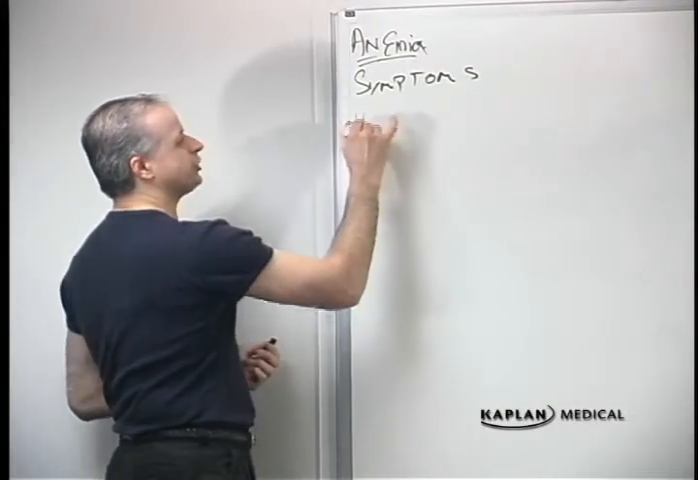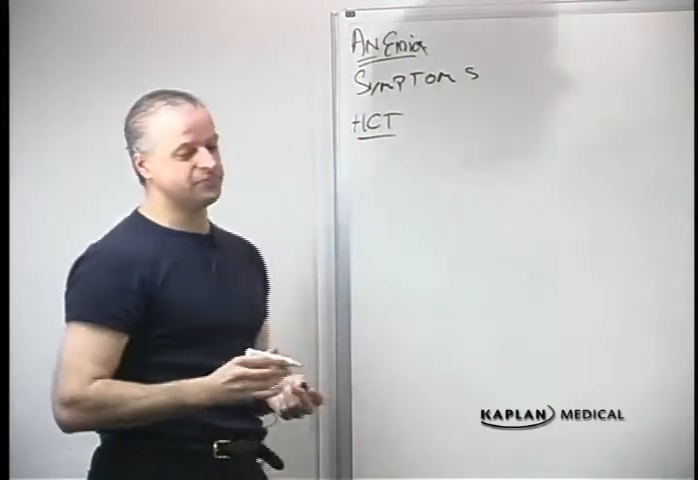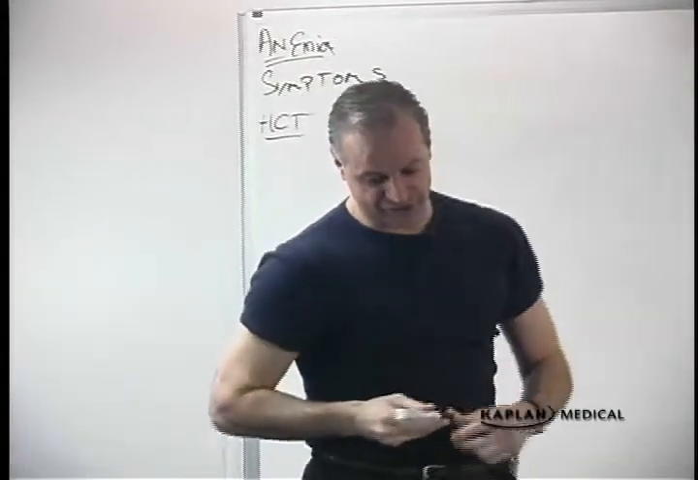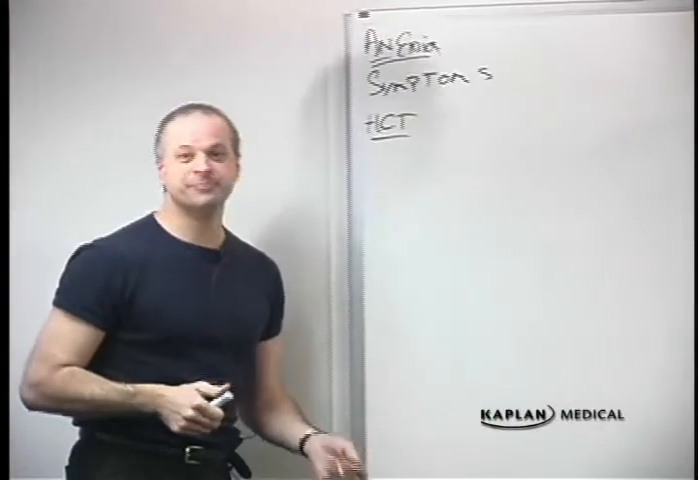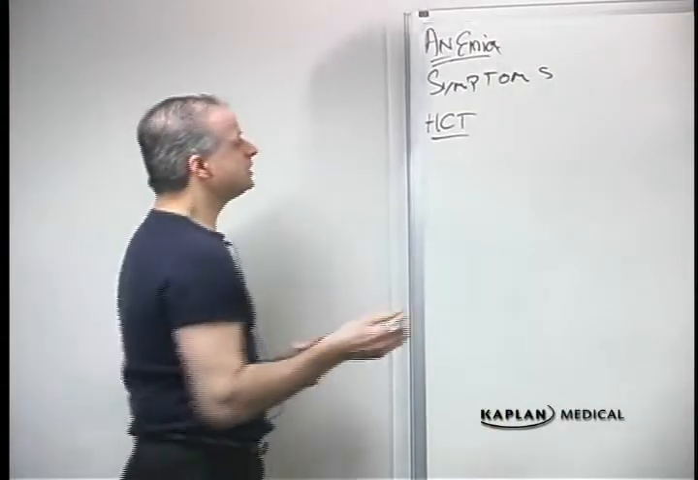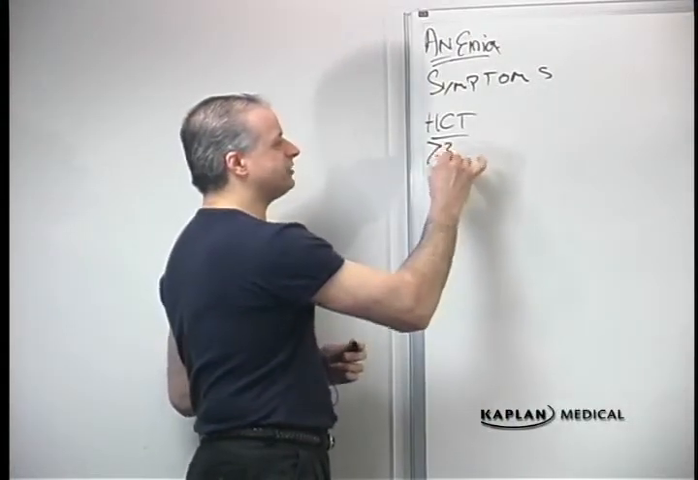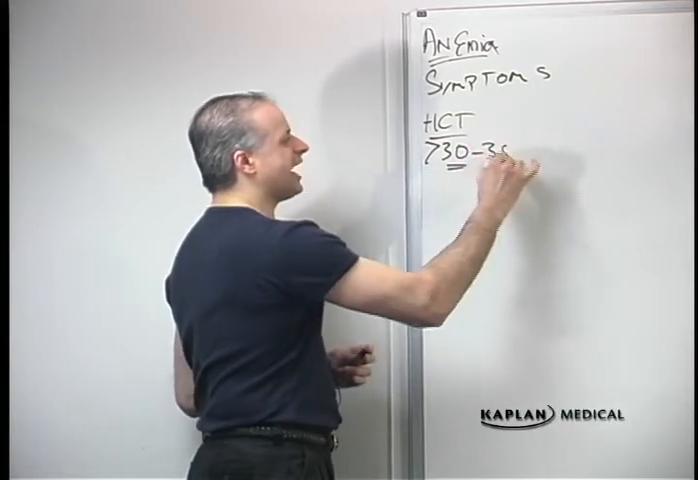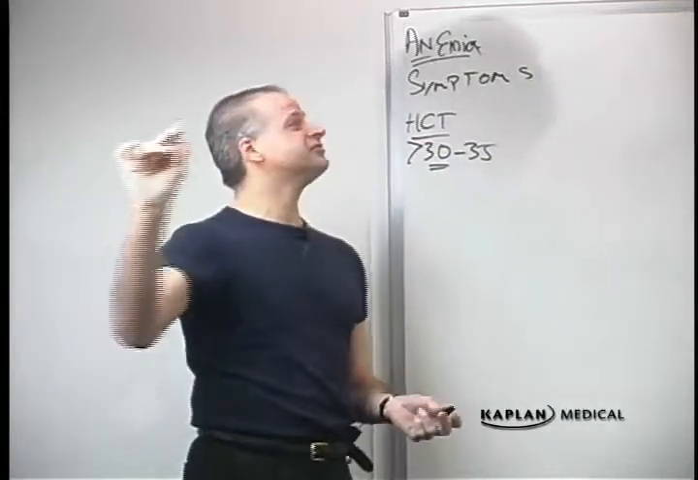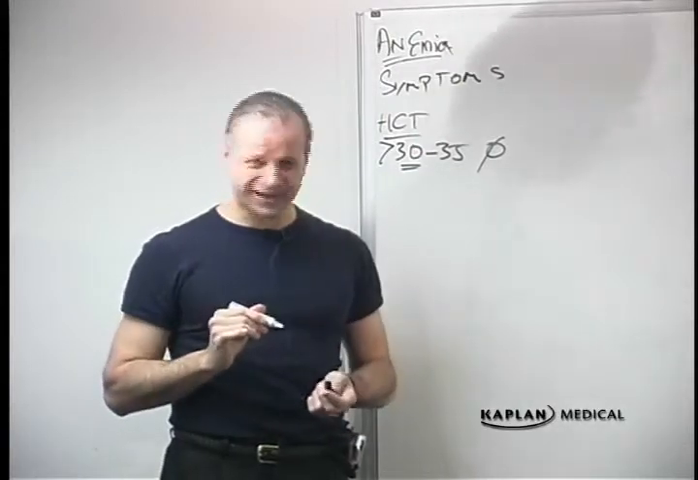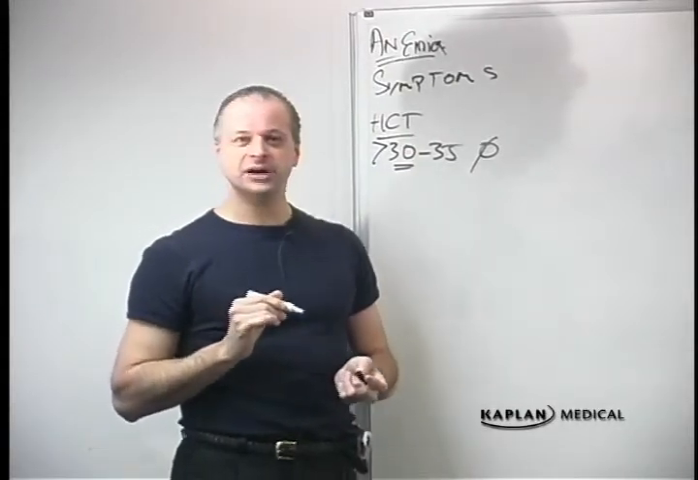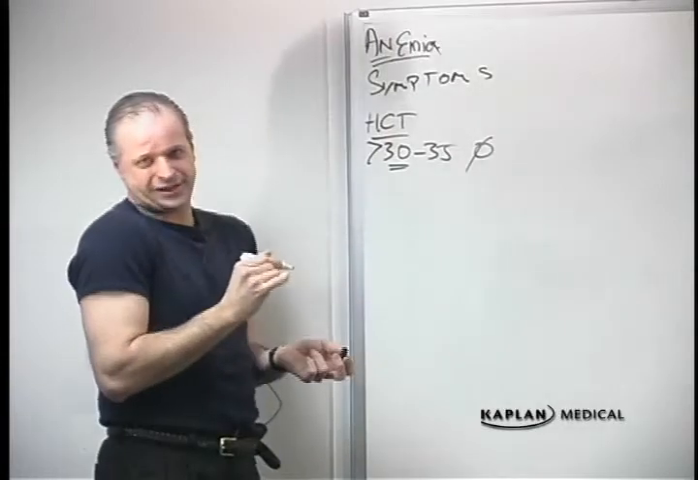So the hematocrit normally should be around 37 or 38 for women and 40 to 45 for men, because women menstruate, so they're slightly lower. When the hematocrit is above 30 or 35, the patient should complain of nothing. What? Me? I'm anemic? I didn't know I was anemic. How did that happen?